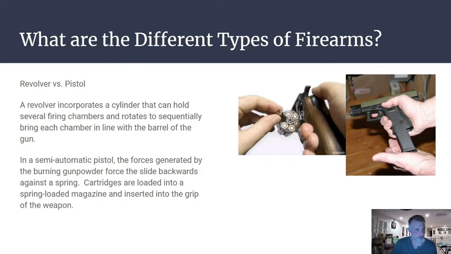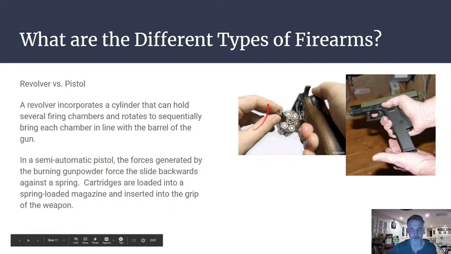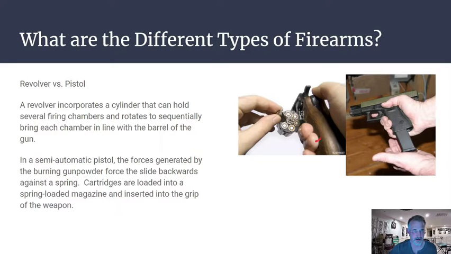With revolvers and pistols, the revolver has, and you can see it on this picture here, a cylinder that can hold several firing chambers, and it rotates sequentially to bring each chamber in line with the barrel. So every time you fire, the ammo inside the cylinder would rotate up to the firing chamber.